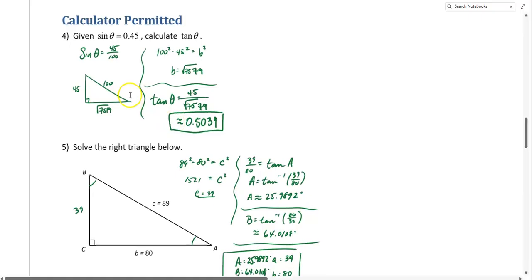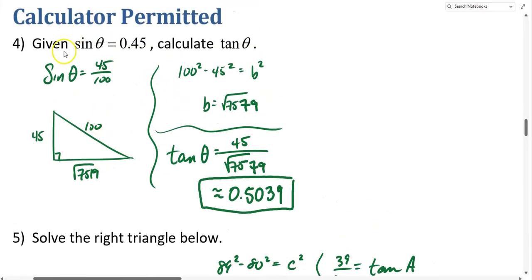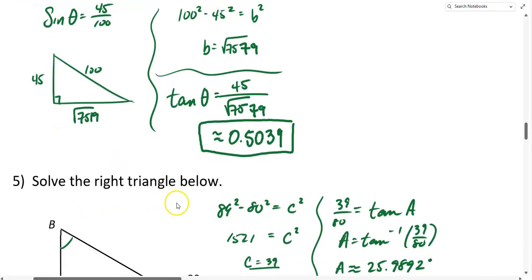When we switch to calculator permitted, we mentioned that with the sine function here equaling 0.45, we can treat that as a fraction, 45 over 100, and set up and solve for the missing side length of a right triangle. That would allow us then to find tangent theta, side length ratio being opposite side length divided by adjacent side length. Looks like I've got a bit of a typo here. I don't know if this is 7519 or if it's supposed to be 79 or 7579, but you can check that on your own with your calculator.